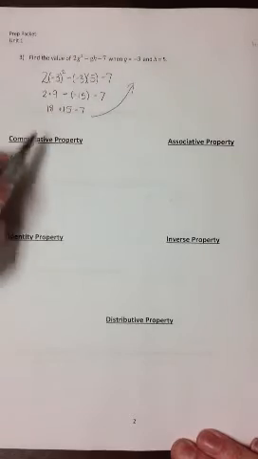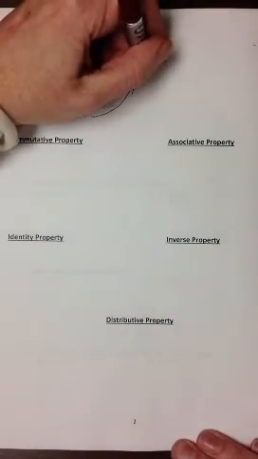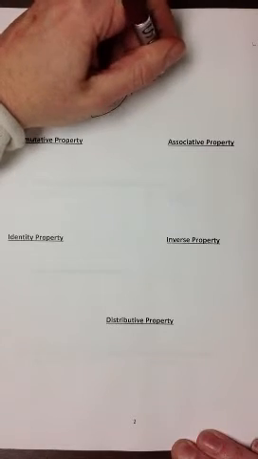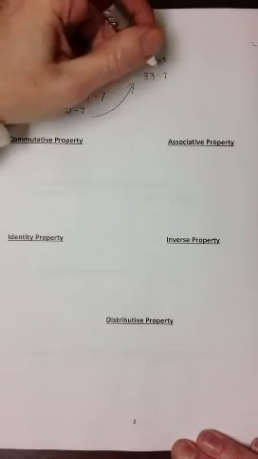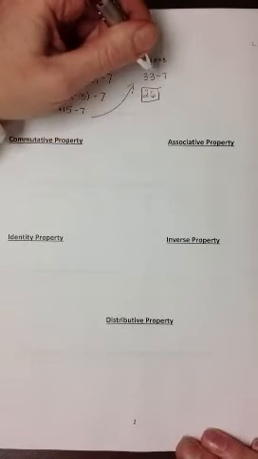And for our final step, 18 plus 15 is 33, and subtracting 7 gives us a final answer of 26.